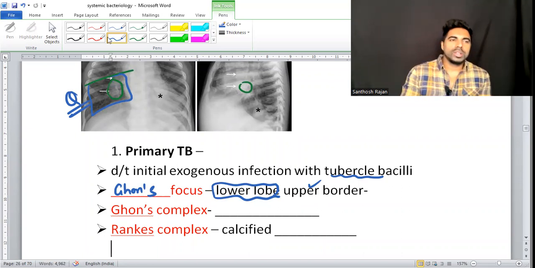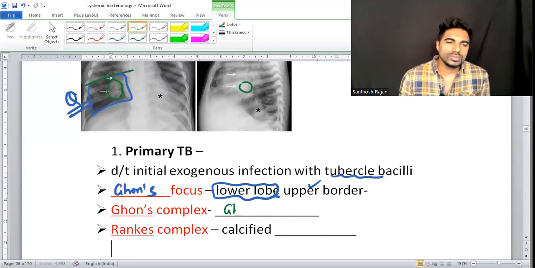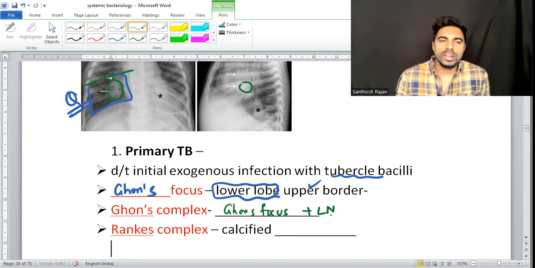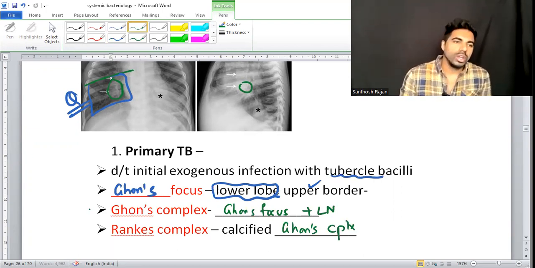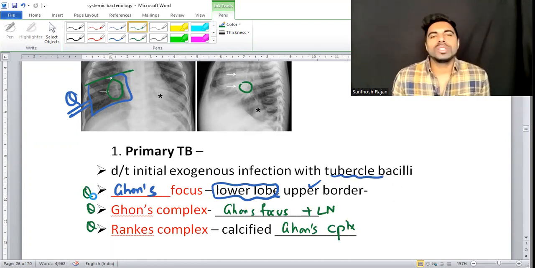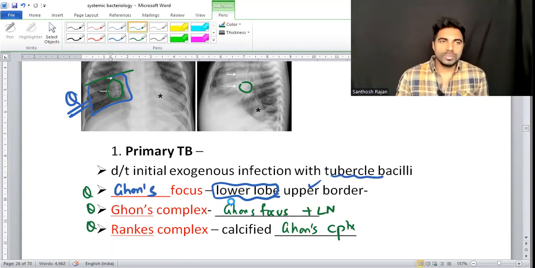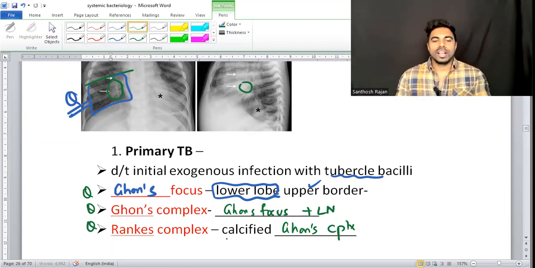And Gons complex means what? Gons complex is nothing but when the Gons focus plus the mediastinal lymph node get affected, that you call Gons complex. Ranke's complex is basically a calcified Gons complex. Calcified hoga to Ranke, we call it as Ranke's. So all our question: Ranke means Gons focus in the lower lobe, Gons complex is Gons focus plus the lymph node, the connection between the lymph node and the focus, both. Ranke means it's calcified.